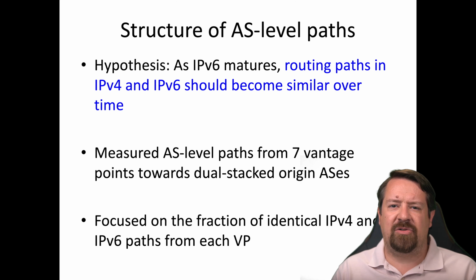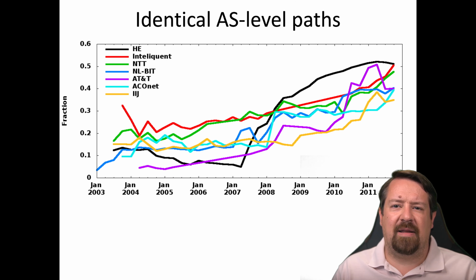To do this, the authors used AS level paths from 7 different vantage points around the internet and looked at the AS paths between those vantage points and the origin ASs. So they want to see how many of the paths are the same for both IPv4 and IPv6. So again, we're looking at the progression through time, and we have some interesting stuff going on.